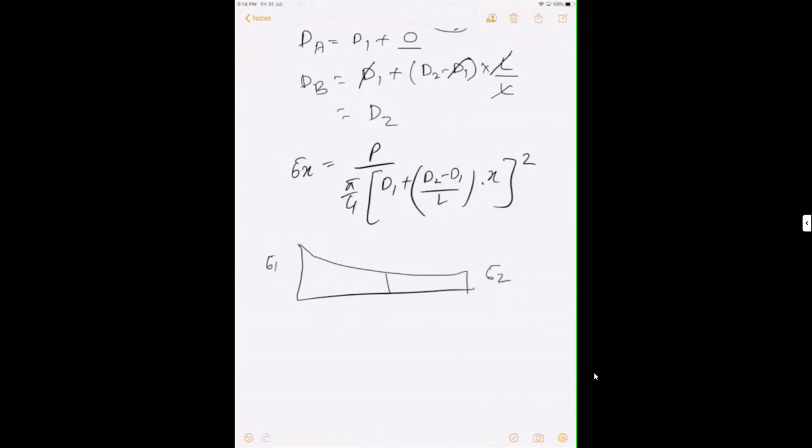Now there are two ways in which we can draw this diagram. This is my parabolic variation. So one graph can be like this, and another graph can be like this.